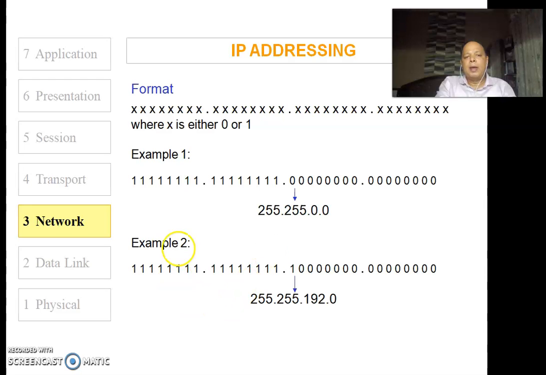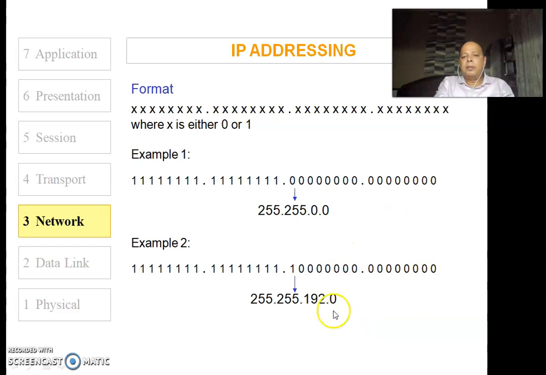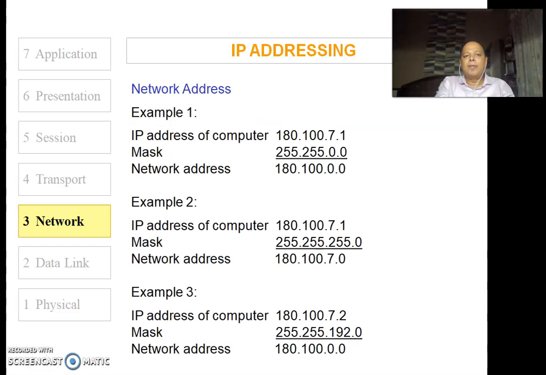255.255.0.0. Here also you can see, if this kind of scheme is there, then it is 255.255.192.0. So basically these schemes are used for IP addressing. This corresponds to the dotted decimal octet scheme, which is used in the case of IP addressing.